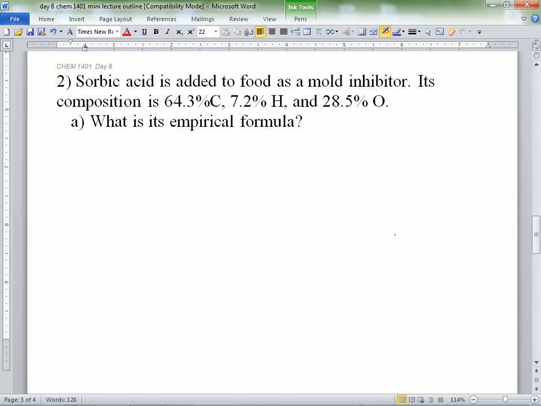So sorbic acid is a mold inhibitor. Its composition is 64.3% carbon, 7.2% hydrogen, and 28.5% oxygen. What's the empirical formula? We can jump over there next to Christian. There's a lot of space over there.